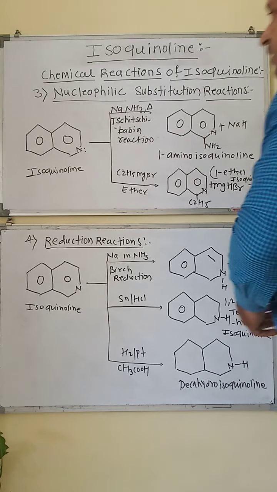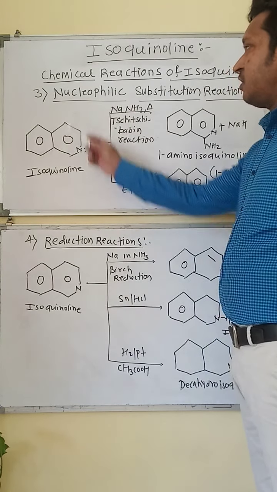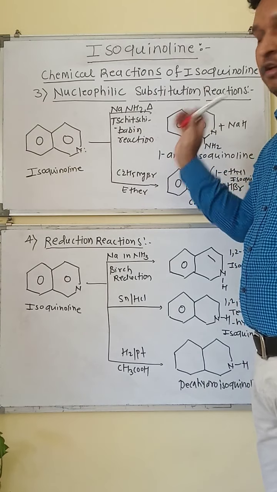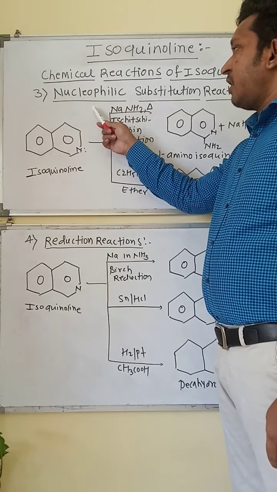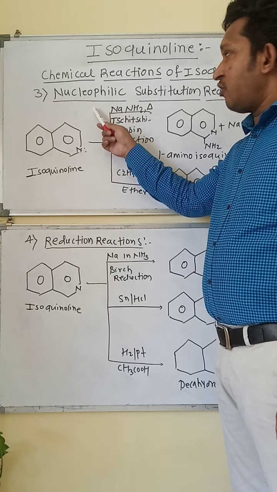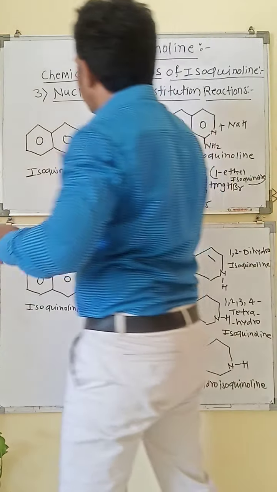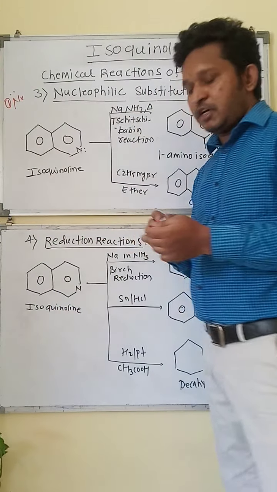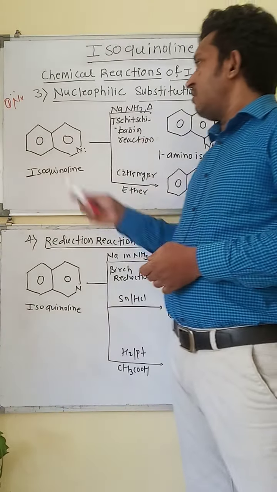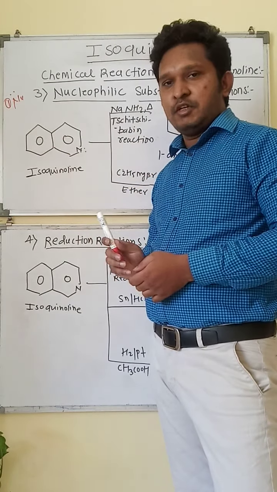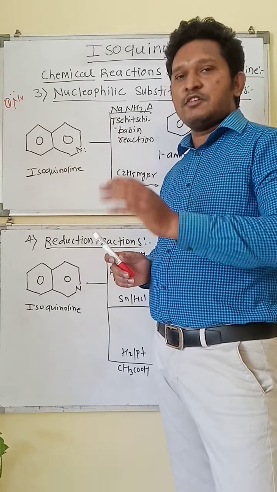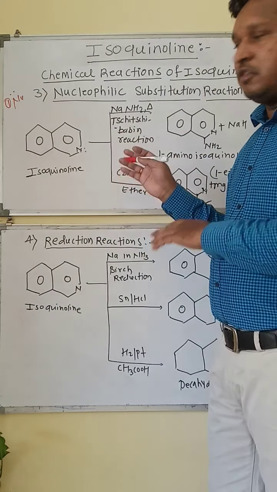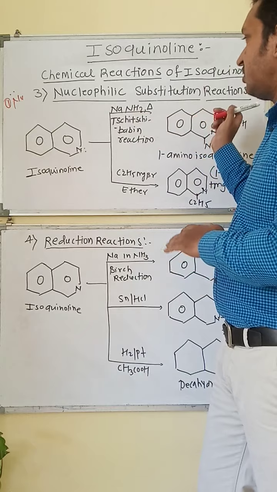Now the next chemical reactions of isoquinoline, third, are the nucleophilic substitution reactions of isoquinoline. Nucleophilic means the reaction in which a nucleophile, an electron rich species having negative charge, attacks the carbon which is electron deficient in the ring, and there is attachment and replacement of hydrogen on that carbon, and we get the substituted product. This reaction is called the nucleophilic substitution reaction.